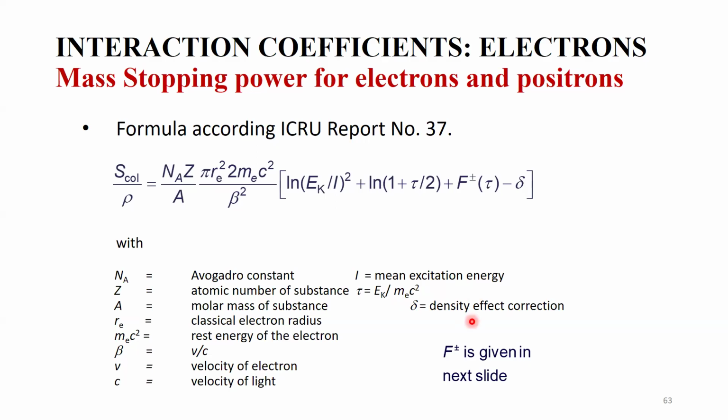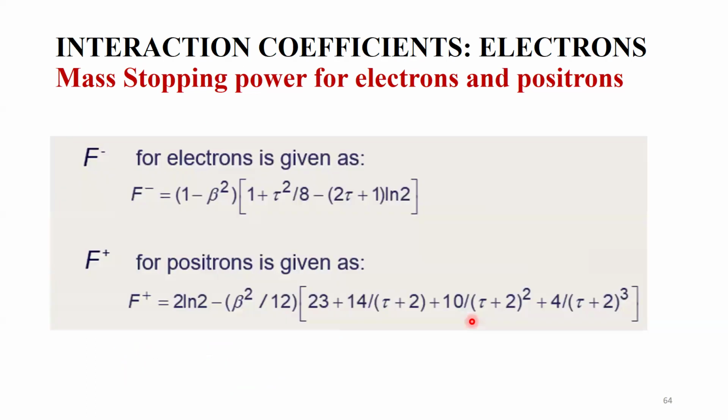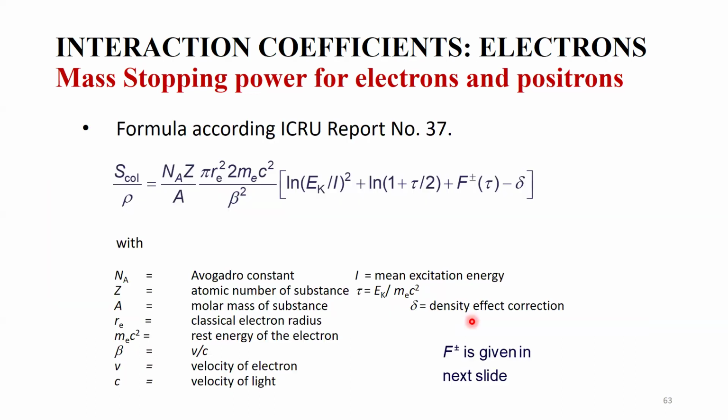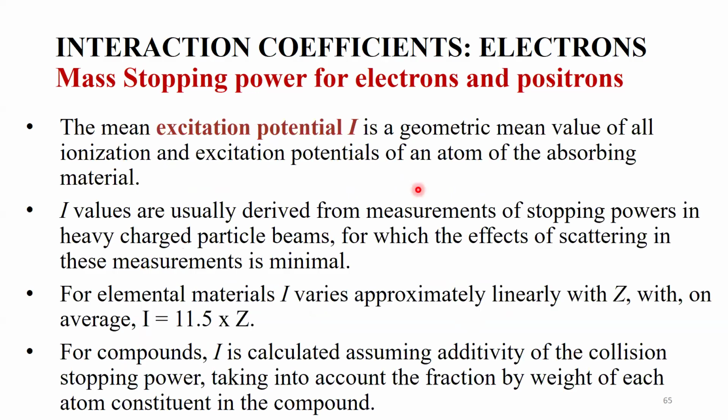Of course, we just need to understand and to know the parameters within the equation. In the study of the interaction of charged particles like electrons and positrons with matter, mass stopping power plays an important role in describing the rate at which these particles lose their energy as they travel through the medium.